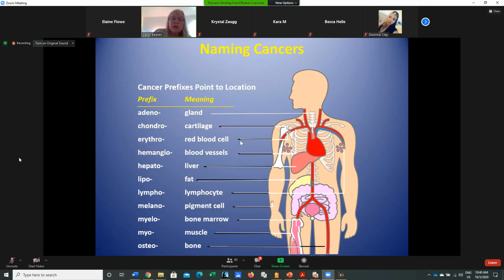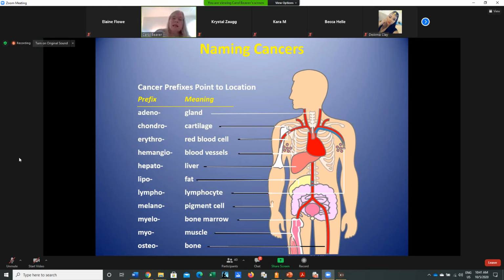Erythro is going to be a red blood cell, erythrocytes. The hemangio has to do with blood vessels. Hepato is liver, lipo is fat, lympho is lymphocyte, melano is pigment, myelo is bone marrow, myo is muscle, and osteo is bone. There's lots of others.